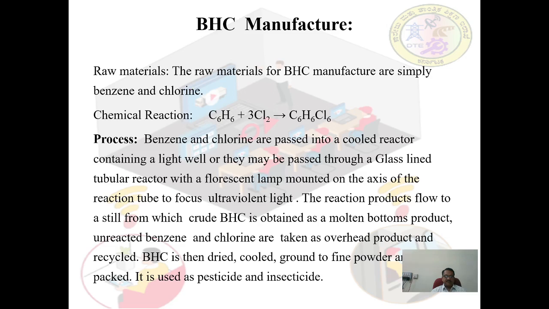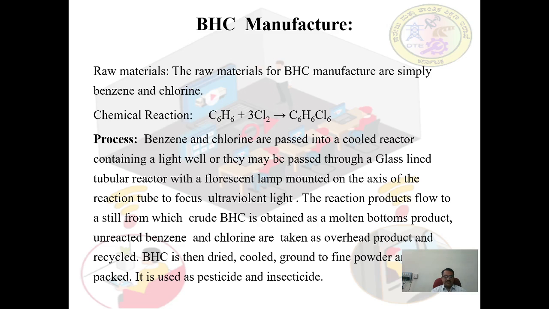Question number 4. The excess sulfuric acid after condensation of DDT is neutralized by dash. Option A, caustic soda. Option B, soda ash. Option C, sodium chloride. And option D, sodium sulfate. Option B is the right answer. It is soda ash.